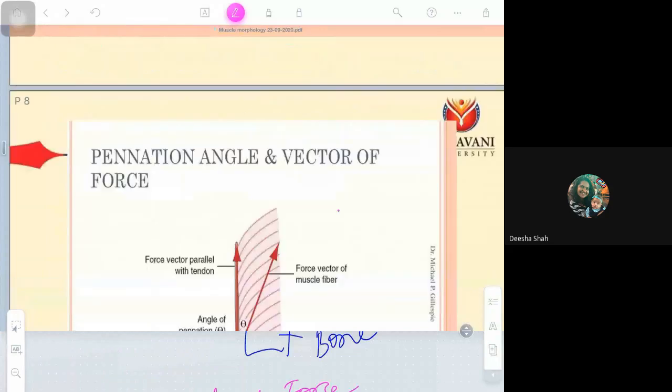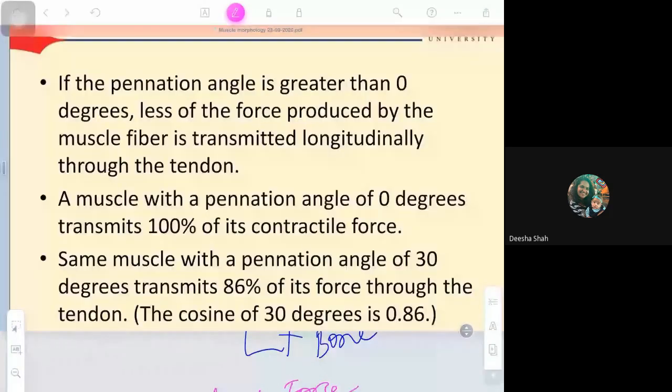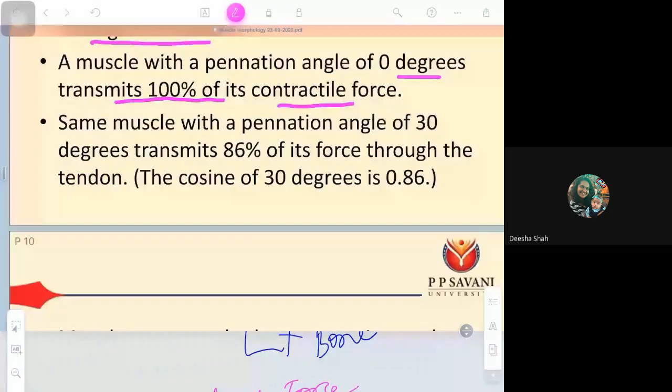If the pennation angle is greater than 0, less force produced by the muscle fiber is transmitted longitudinally through the tendon. Clear? A muscle with pennation angle 0 transmits 100% of its contractile force. The same muscle, the quadriceps, with pennation angle 30, that is vastus medialis, transmits 86% of its force through the tendon. Now 100% of the force is not transmitted.